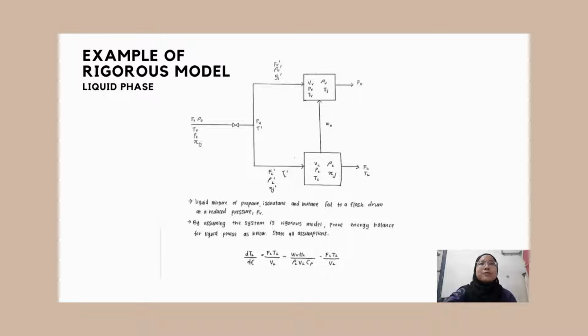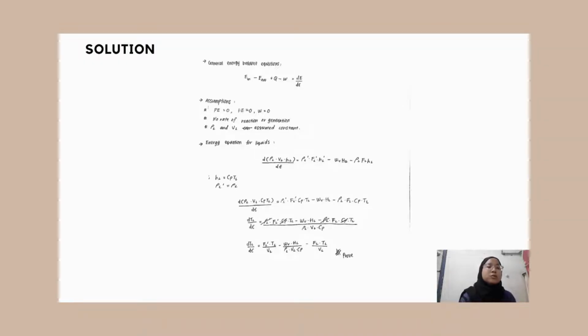So for the solution, first we need to state the general energy balance equation as usual, and state the assumptions, such as potential energy is equal to 0, kinetic energy is equal to 0, there is no rate of reaction or generation, and rho L and VL are assumed constant.